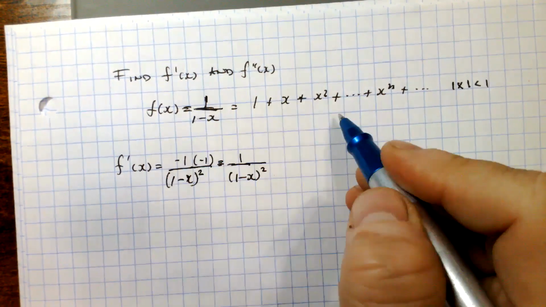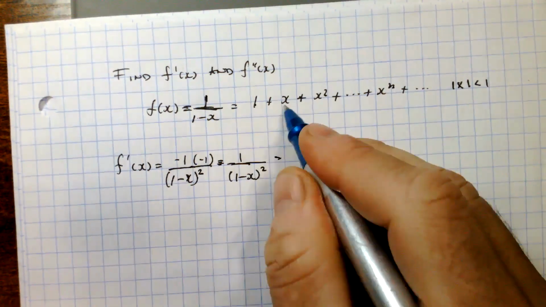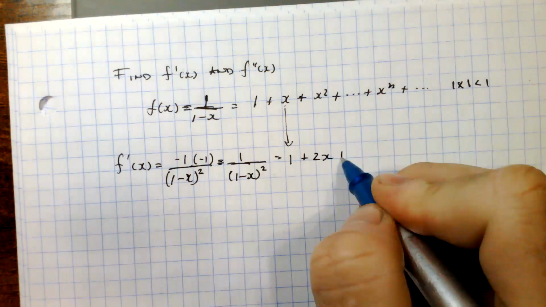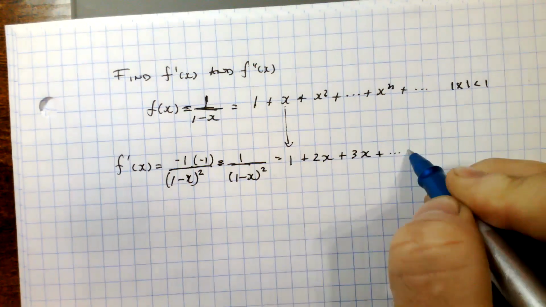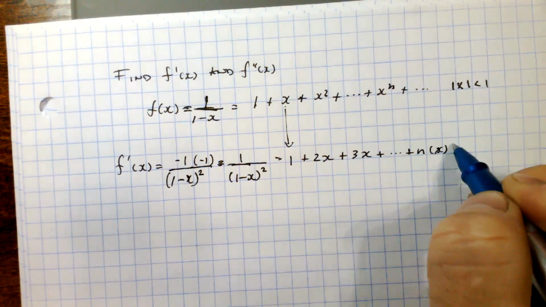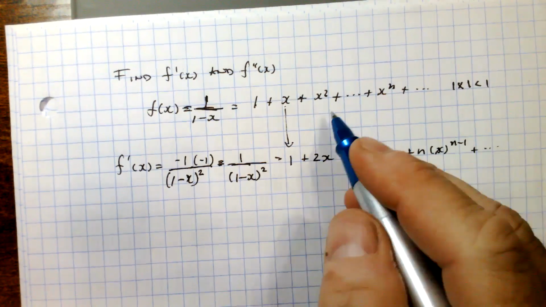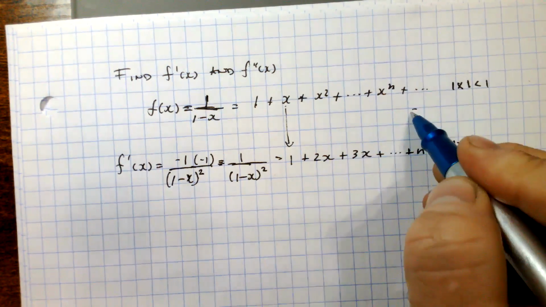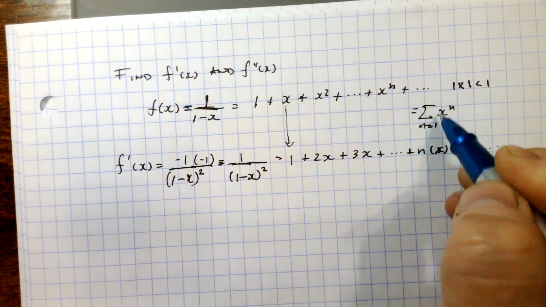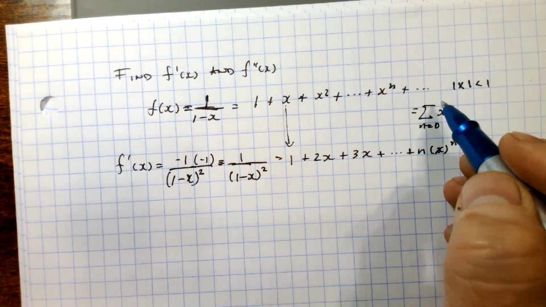Now let's consider the derivative of the series. And we know the derivative of a constant is 0. So we're going to be left with this x here. So this becomes 1, plus 2x, plus 3x squared, plus dot dot dot, plus bringing that exponent down, you get n times x to the n minus 1, plus dot dot dot. And that continues on. And so we know that the closed form of this series is the sum from n equals 0 to infinity.